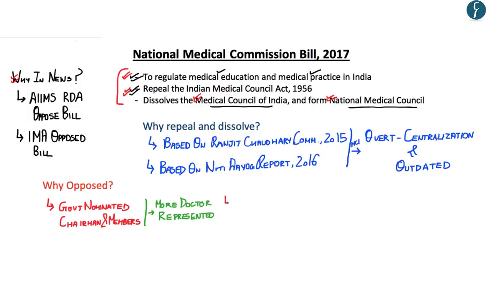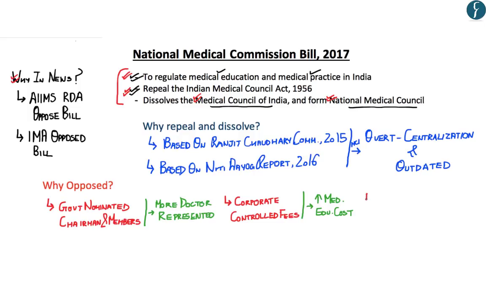Now, the second point on which it is being opposed: the fees of 60% of the seats in private medical colleges would be decided by the colleges themselves. The doctor associations are opposing this because it would increase the cost of medical education.